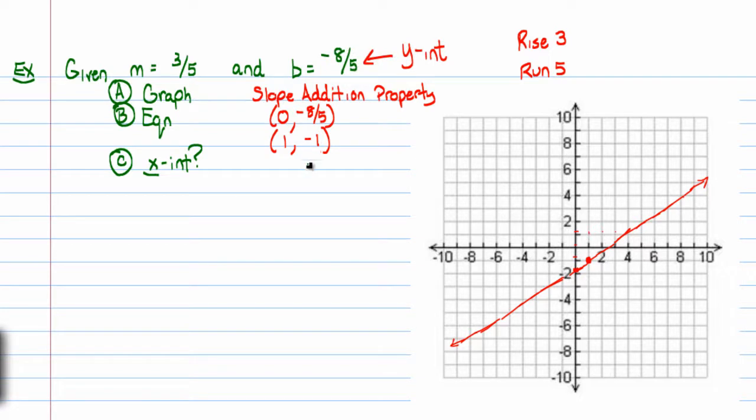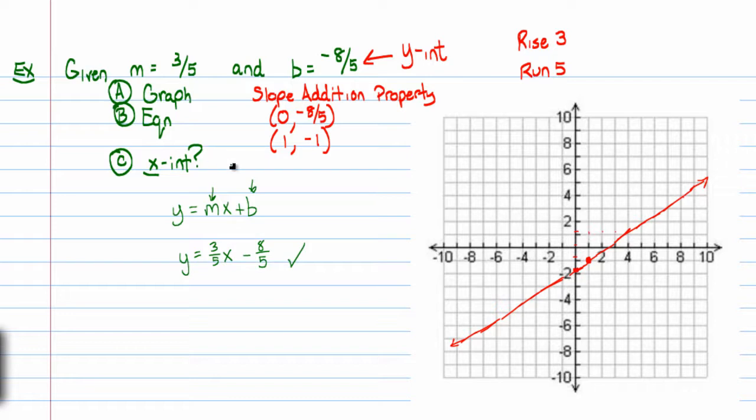So let me go ahead and change pen colors for that. The equation, I could do several ways, but I'm going to do it just in the y equals mx plus b form, or in other words, the slope-intercept form. They gave me the slope, they gave me the intercept, so that is going to be y equals the slope, 3/5, times x, plus b, and b is a -8/5. If it was a +8/5, I would have written plus 8/5. So there's the equation, that's part B.